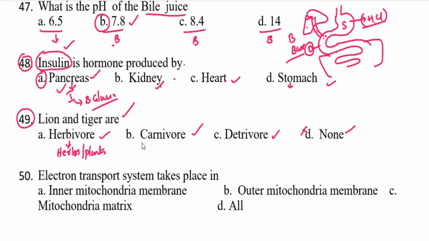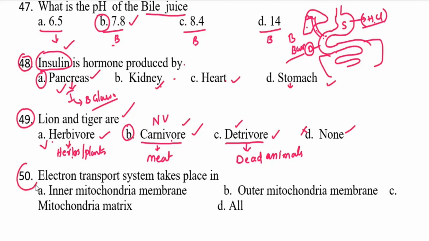Let's see the carnivores. Carnivores are the organisms that eat only meat. Simply, carnivores are non-vegetarian, and herbivores are vegetarian. Coming to the detrivores, these are organisms that eat dead animals. So the lion is a non-vegetarian and the tiger is a non-vegetarian. A lion cannot eat herbs, and a tiger cannot eat plants. That's why the correct answer for this question is carnivore.